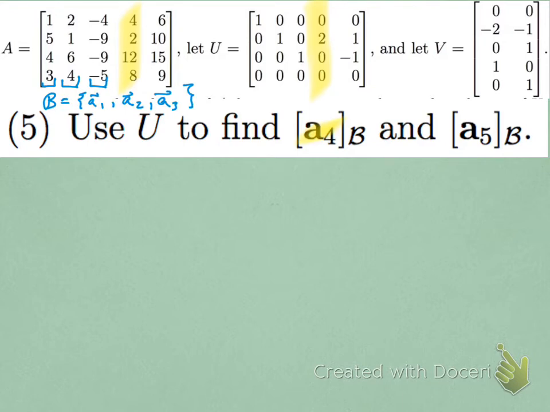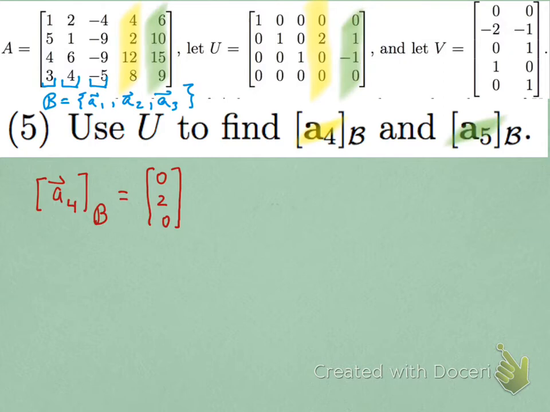So in coordinate B, that a4 is going to be 0 times a1 plus 2 times a2 plus 0 times a3. And so the coordinate vector for a4 is 0, 2, 0. We can do a similar computation for a5, the fifth column of A.